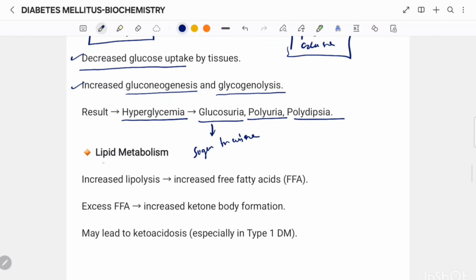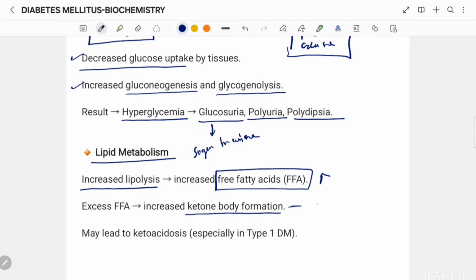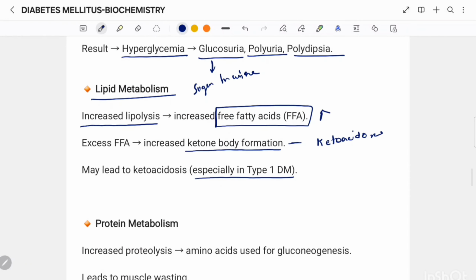The second thing we have to discuss is lipid metabolism. So in diabetes mellitus, there is an increased lipolysis, which may result in an increment of free fatty acid formation, which may lead to ketone body formation that may lead to ketoacidosis. Basically, ketoacidosis is generally related to type 1 diabetes mellitus, and it is an emergency condition and requires immediate attention.